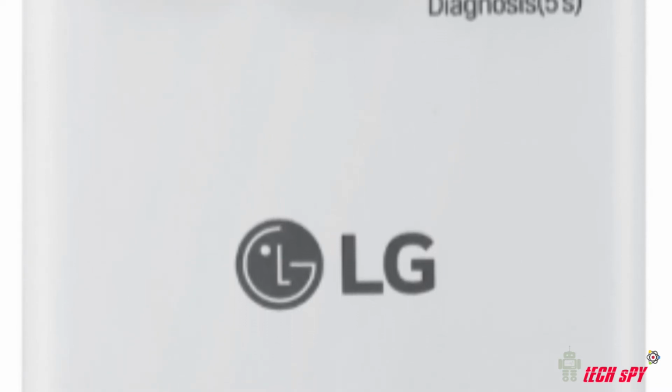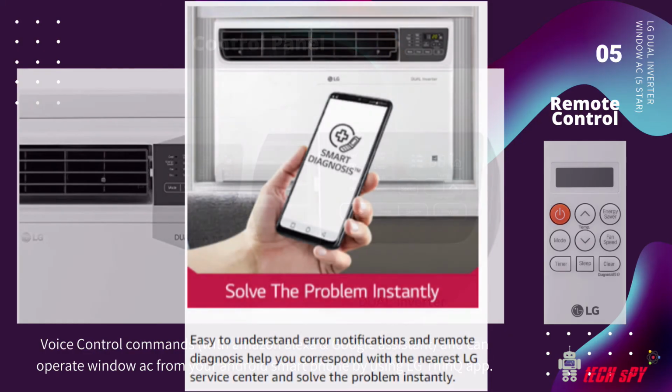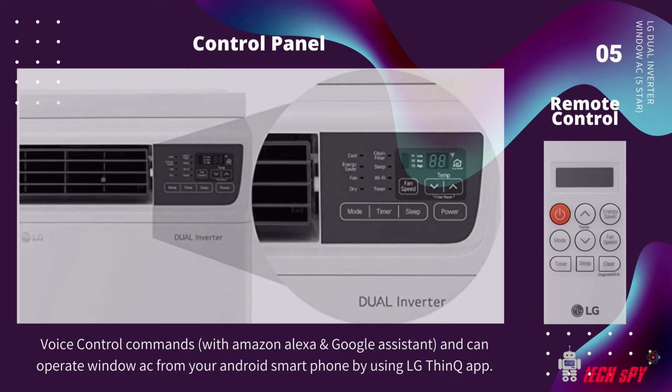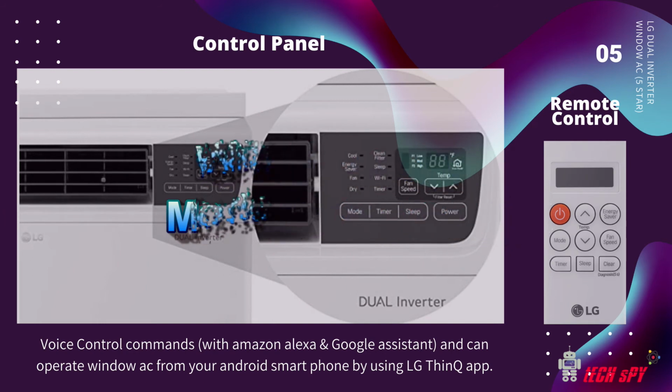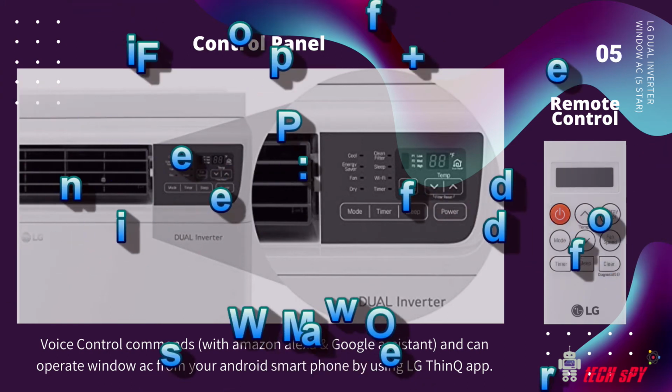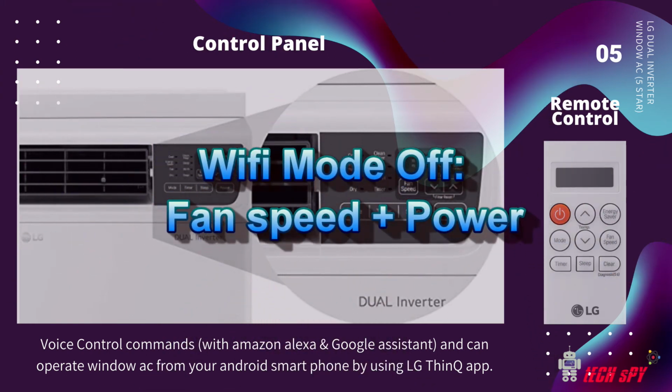If you press the same clear button for around 5 seconds, it will activate self-diagnosis mode. Means if there is any error or fault in the AC, it will be displayed on the control panel. Another thing which I want to tell you, if you want to turn on the Wi-Fi mode, then you have to press the mode and fan speed buttons simultaneously together.